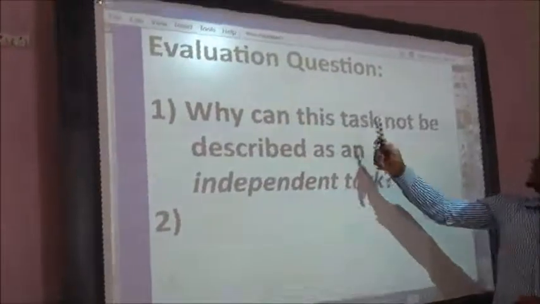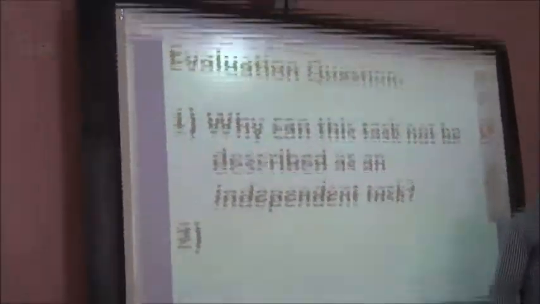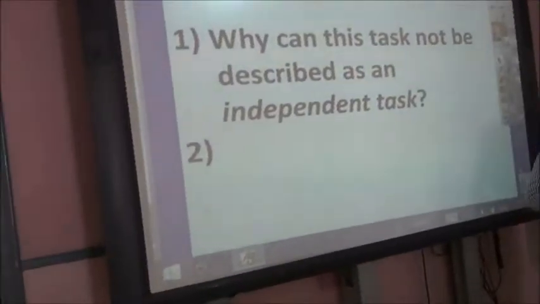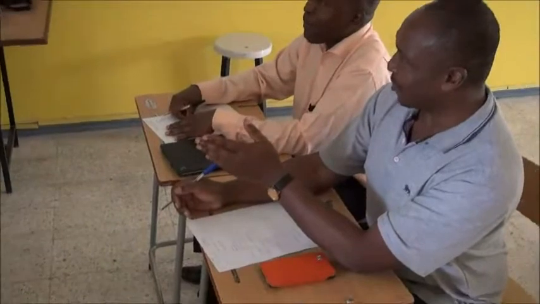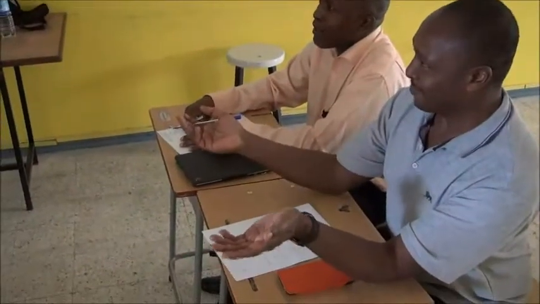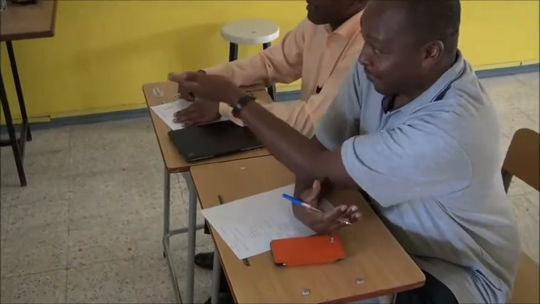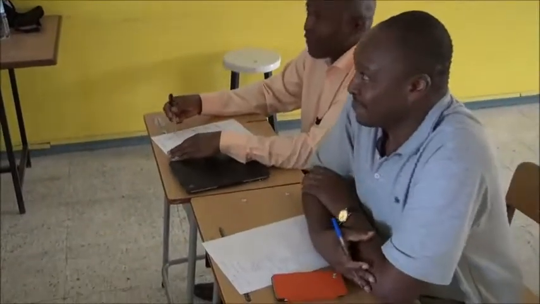Two questions. Why can this task not be described as an independent task? Now let me see how right you are. Now, it certainly was not independent because you directed us exactly what to do. We didn't choose what to say. Okay. Really? Besides, you gave us information from which we were supposed to respond.